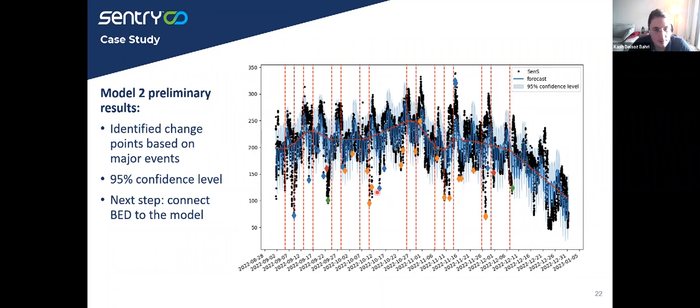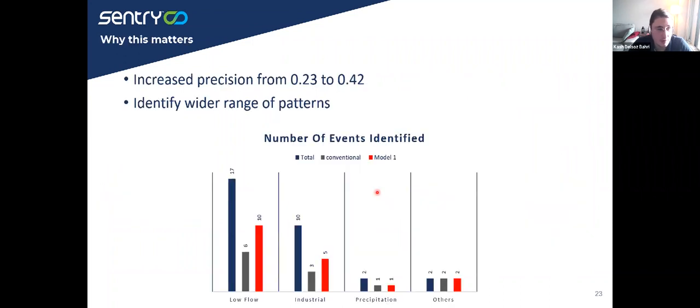So just going through the results, why applying this new methodology matters is that we were able to increase the precision of event detection from 0.23 to 0.42. We were able to identify a wider range of patterns, even if it is local, even if it is not a significant change in the signal. We are able to identify that event with the new model.